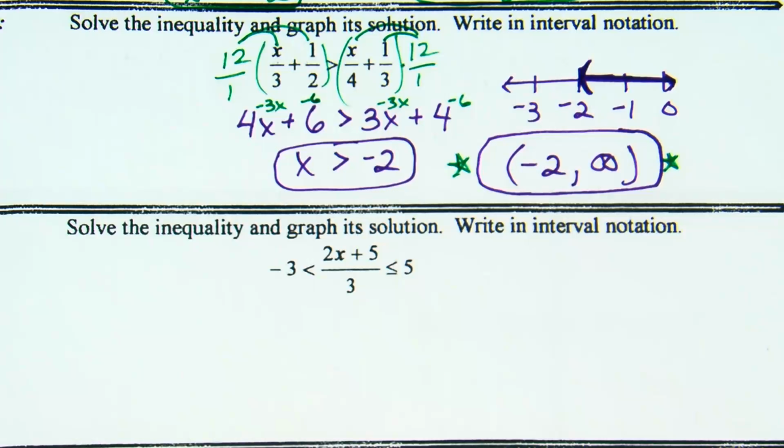Okay. One more. At least I think one more. The back is empty, right? I hope. Otherwise, I'm really in trouble. Solve the inequality, graph its solution, write an interval notation. Okay, guys, the difference is instead of having a left and a right, we have a left or right in the middle. Thoughts?